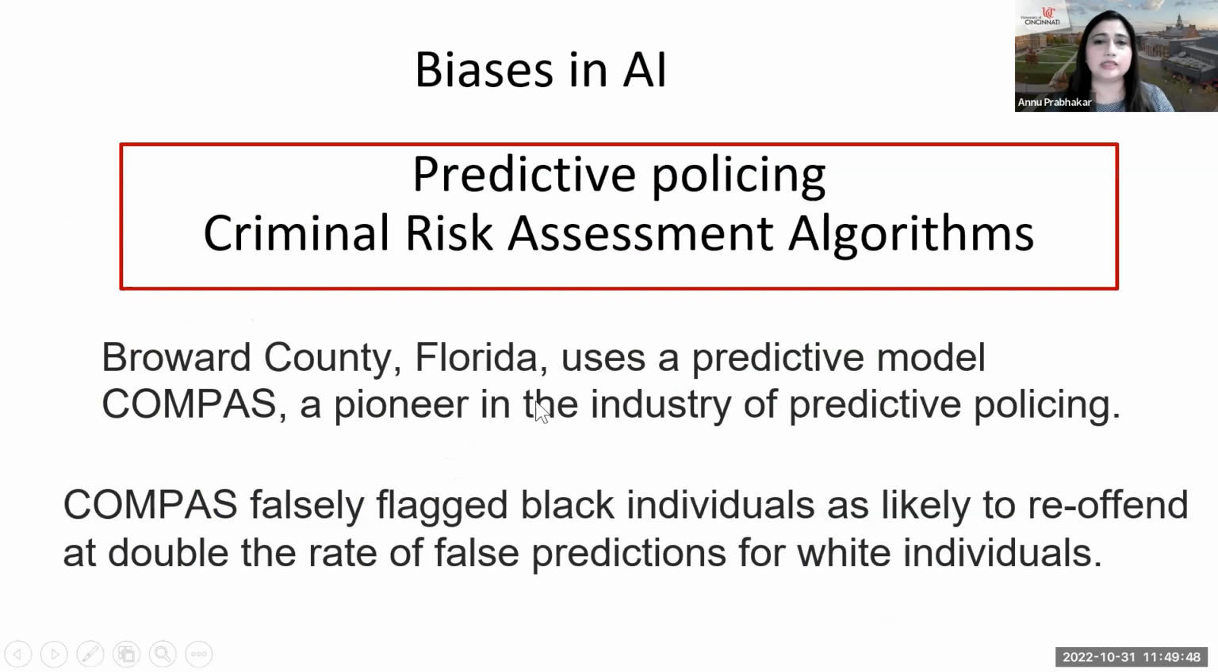And then there is a really scary consequence, like bias in predictive policing, which cities around the country are using. For example, in Broward County, Florida, they are using a predictive model called COMPAS. COMPAS falsely flagged Black individuals as likely to reoffend at double the rate of false predictions for white individuals. It has a lot of implications for people and families.